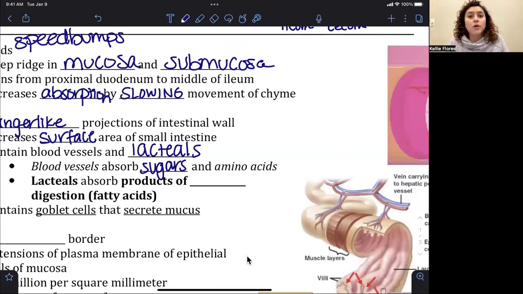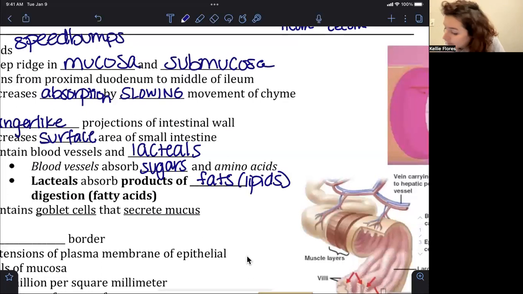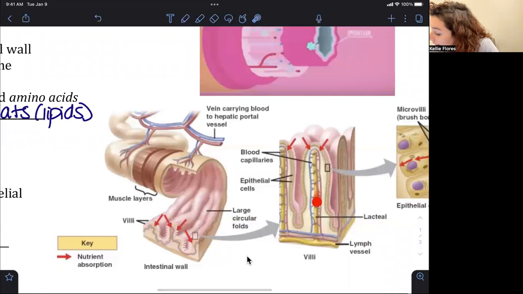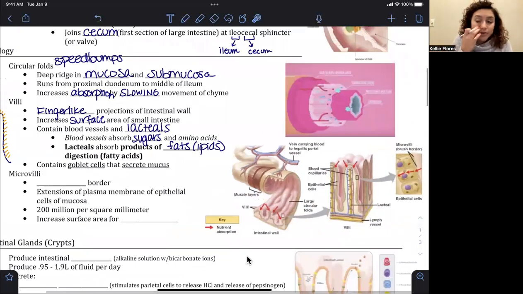So then what's left? Well, the third major macromolecule is lipids, fats. So fats are going to be absorbed through the lacteals. So let's say lipids. Okay, so you can see the structure, the lacteal inside, and it's kind of surrounded by these blood capillaries. So all of your major macromolecules are absorbed in that one place in the villi. There also are goblet cells that secrete mucus in these areas so that we can reduce friction.